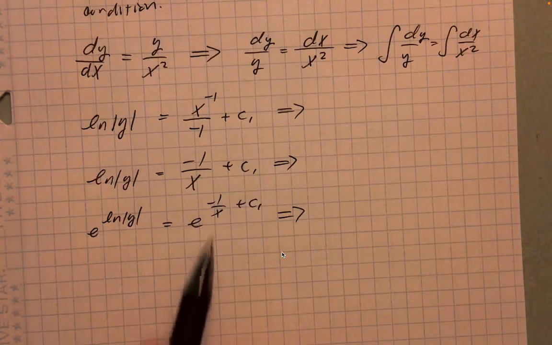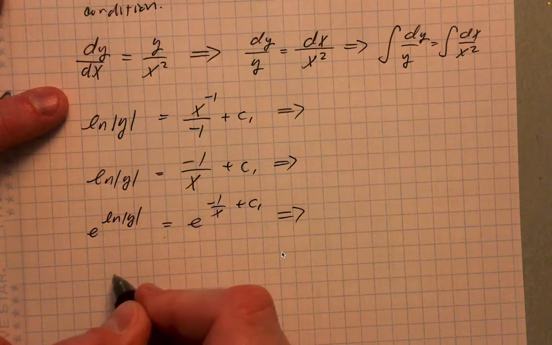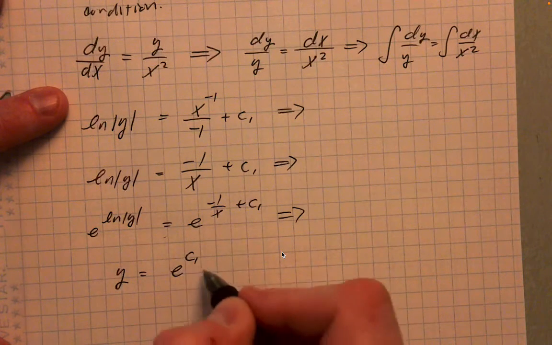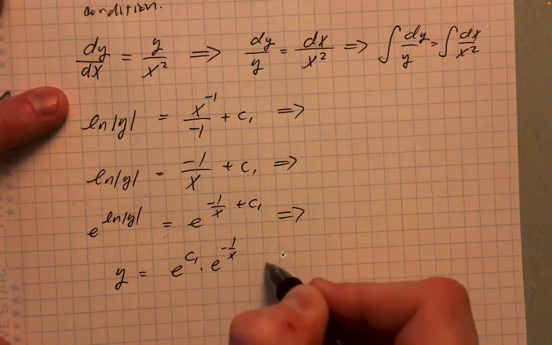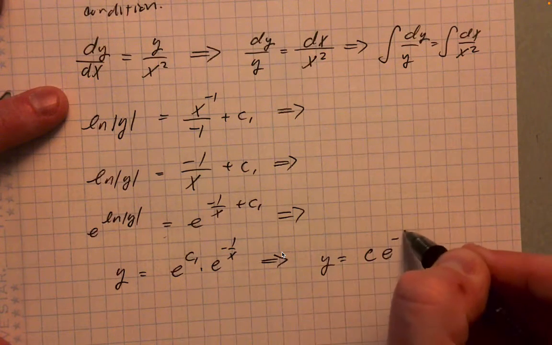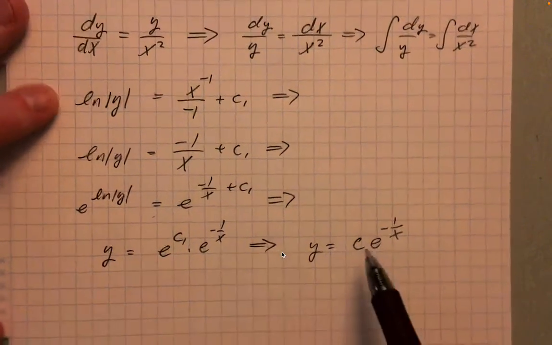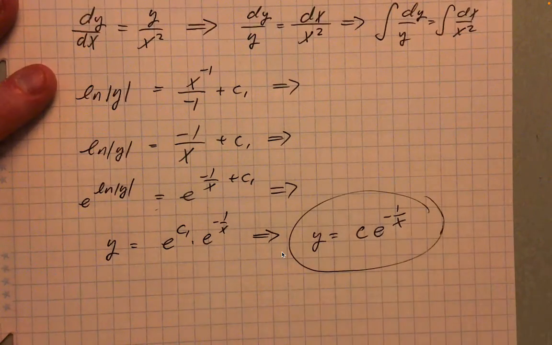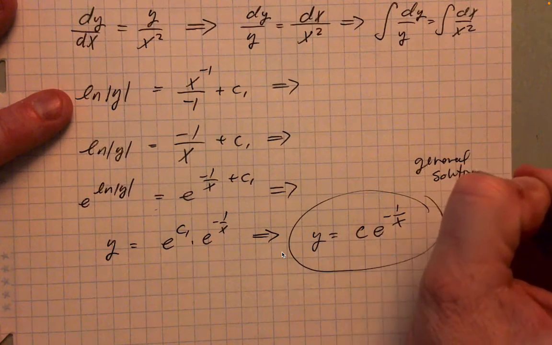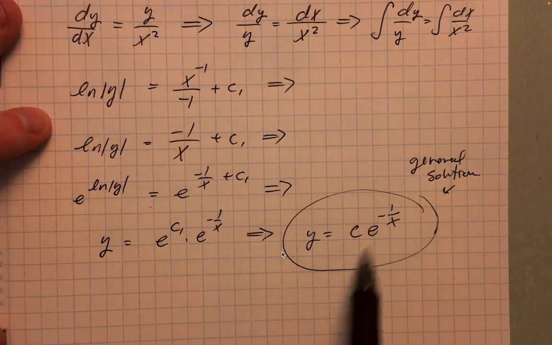All right, and then what happens? Well, this old trick here: y equals e to the c1 times e to the negative 1 over x, which implies that y is equal to c e to the negative 1 over x. So this would be the general solution, but then what is the particular solution?